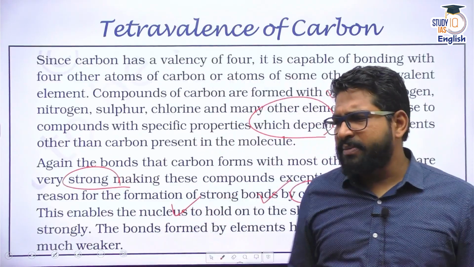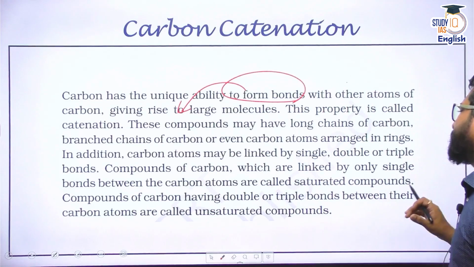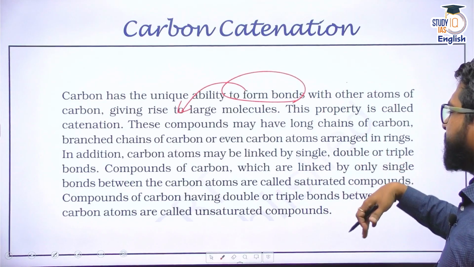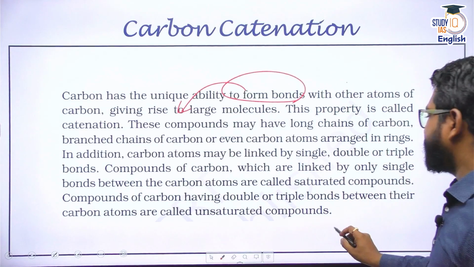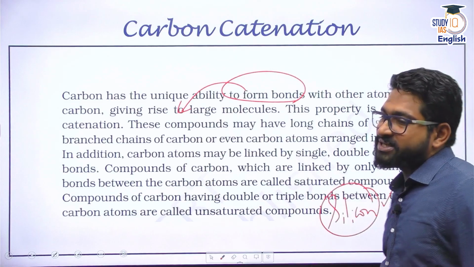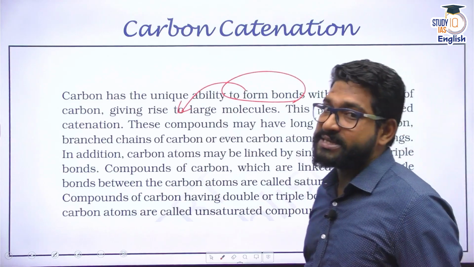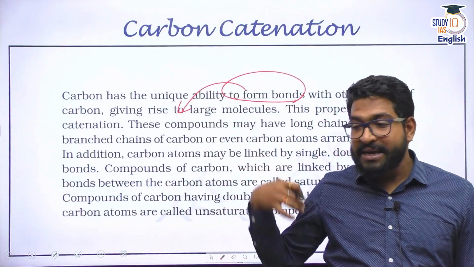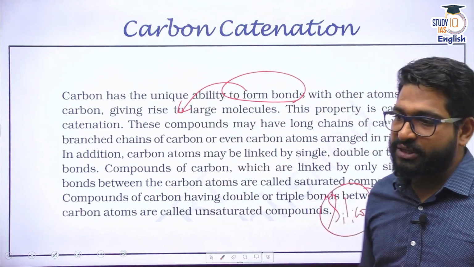Now apart from carbon, there is one more element you can see here: silicon. It can also lead to some sort of catenation, but silicon-based compounds are rather unstable. Carbon compounds are much more stable. Silicon also has this property of catenation, right?